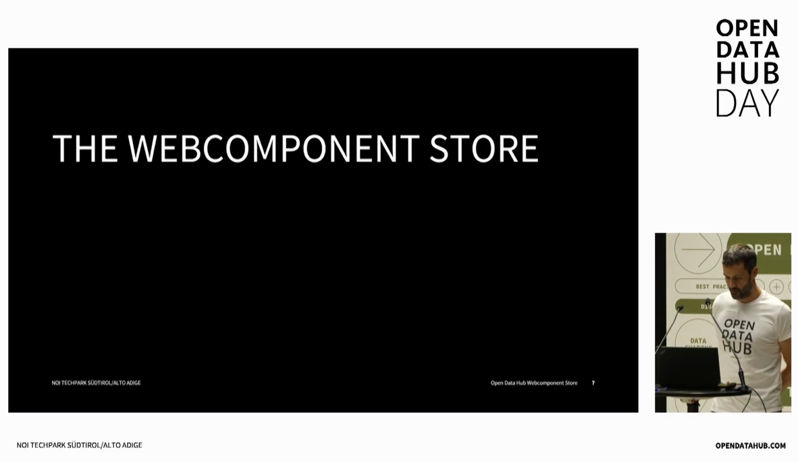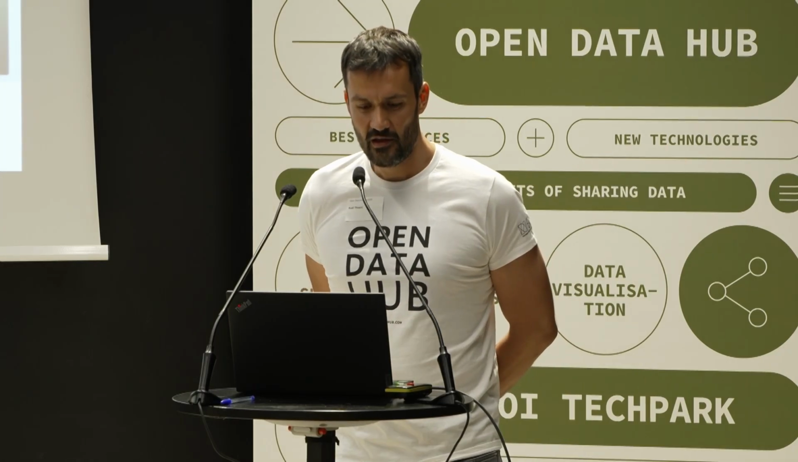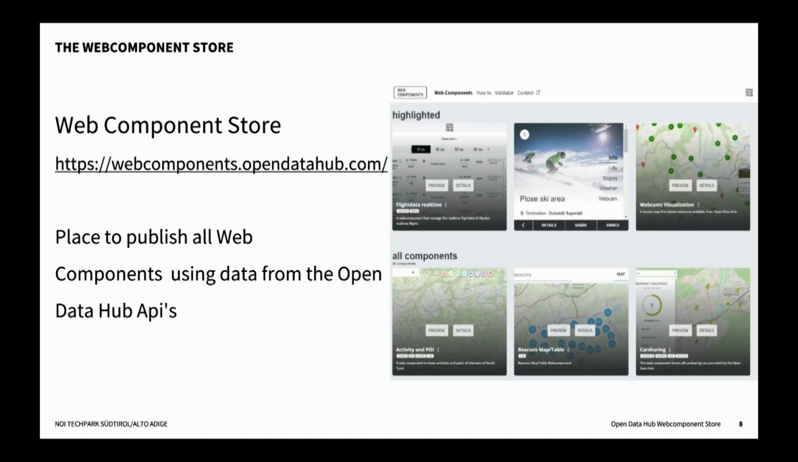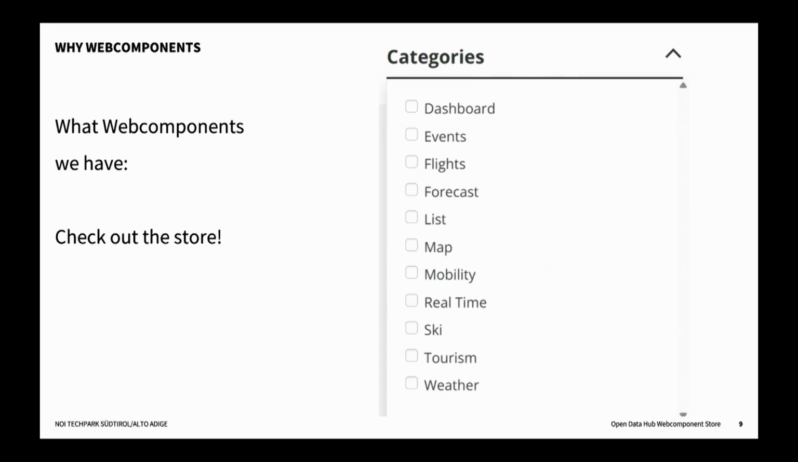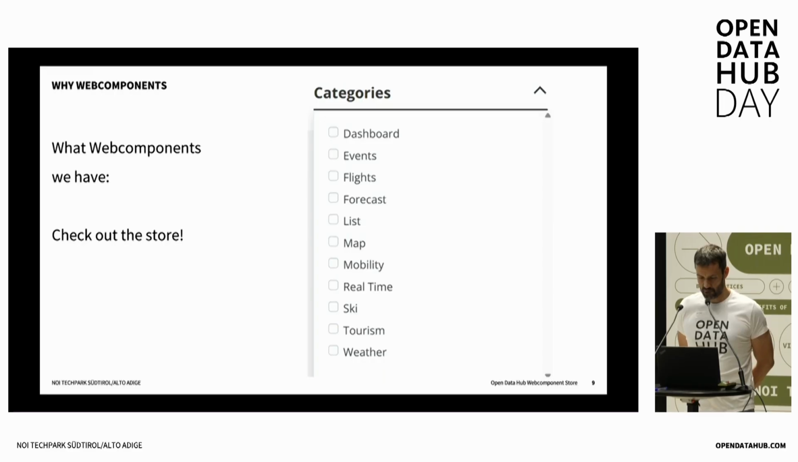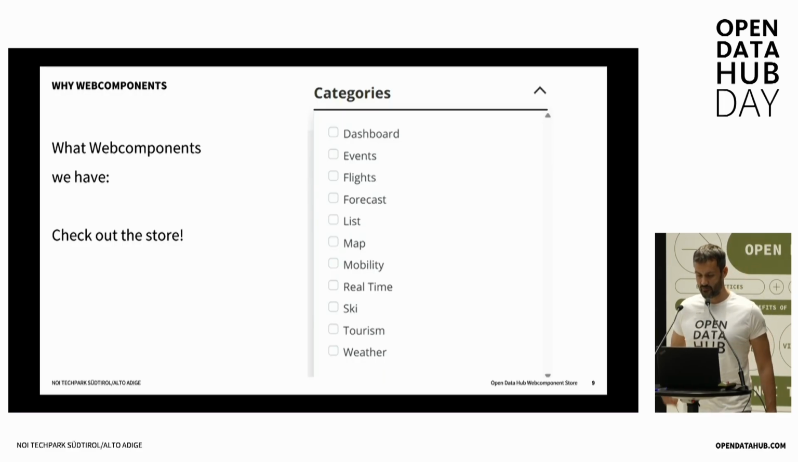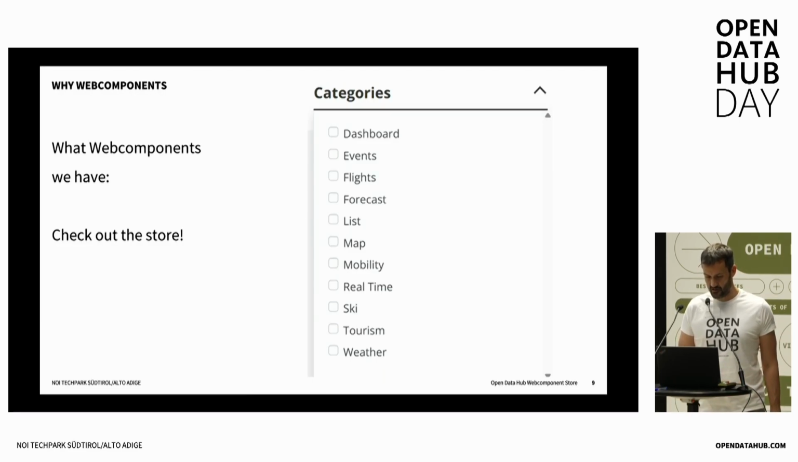Then let's go ahead. We go to the Web Component Store. The Web Component Store is available under webcomponents.opendatahub.com. It's our place to publish all web components that are using the Open Data Hub API. We have a lot of web components online. We have web components from the mobility data space, real-time web components, ski area web components, tourism web components, and so on. You can go on the site and browse the web components directly there, check out the site.